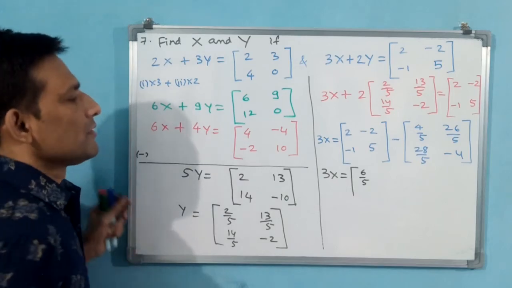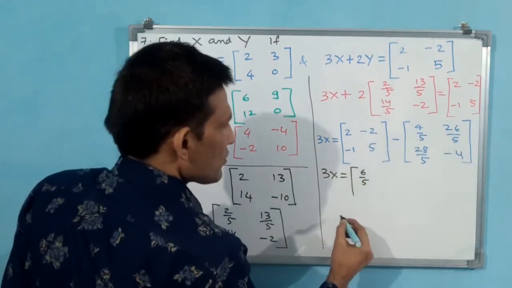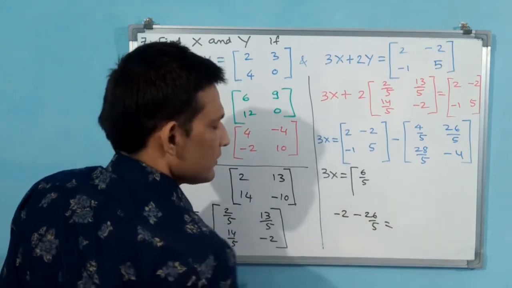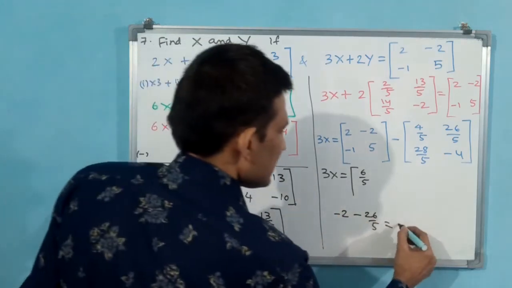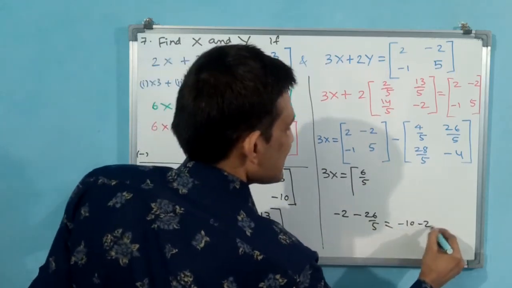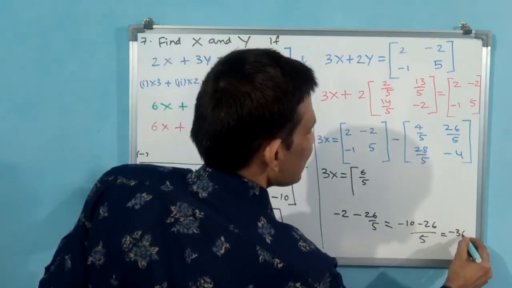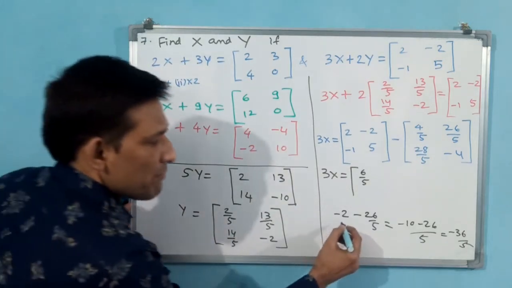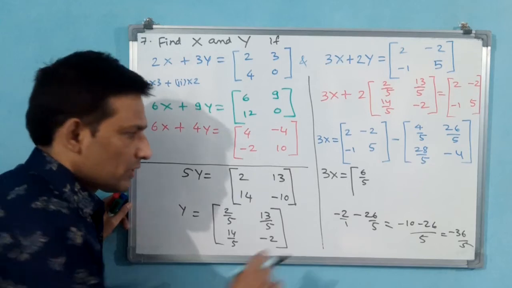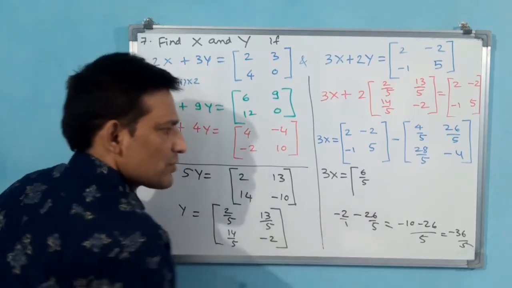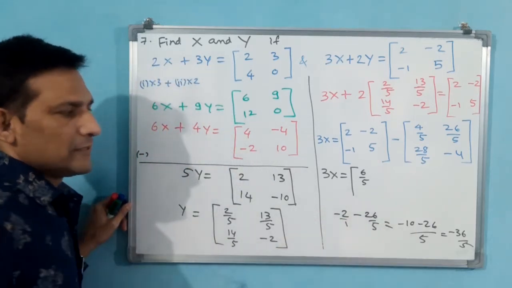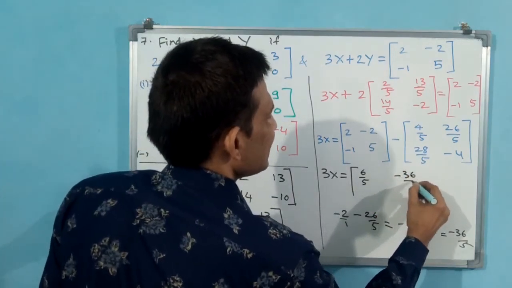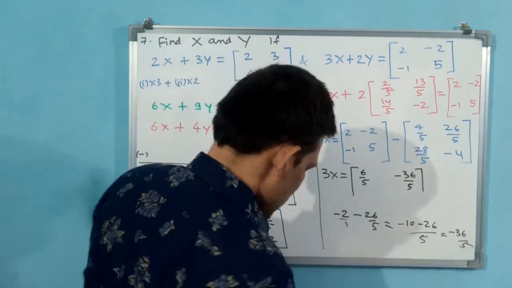Okay, now minus 2 minus 26 by 5. That is equal to minus 10 minus 26 by 5, that is equal to minus 36 by 5. Is it okay? See, minus 2 means here minus 2 by 1 is there. Like that you have to think. Minus 10 minus 26 by 5, 1 into 5. Minus 36 by 5. Write down minus 36 by 5. Rub this one.